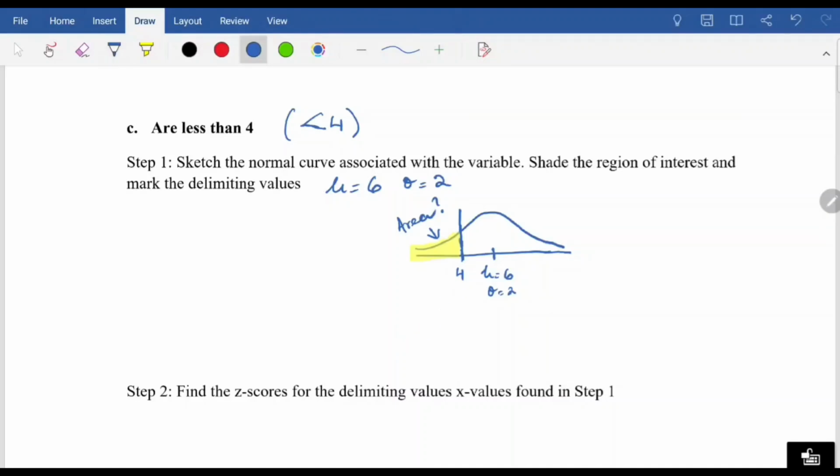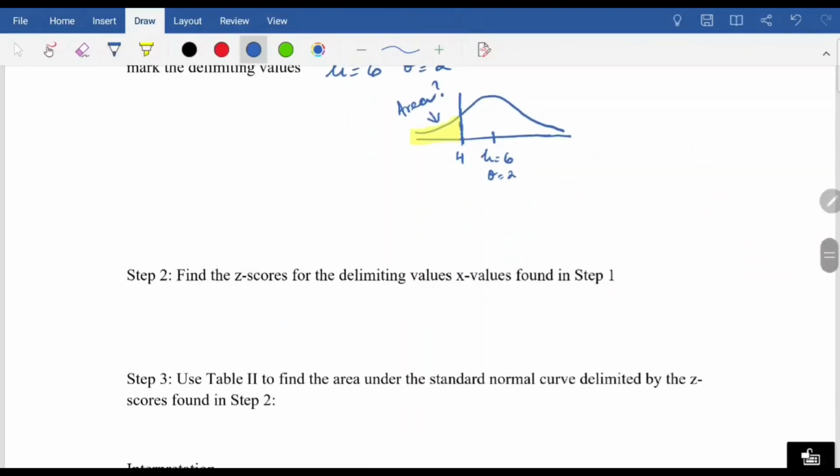Now, we can always find the area from the table. However, we cannot go to the table with actual observation values. We have to convert it to a z value first. So let's do that here in the next step.